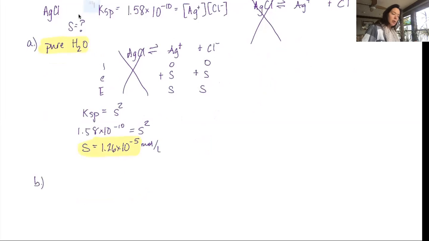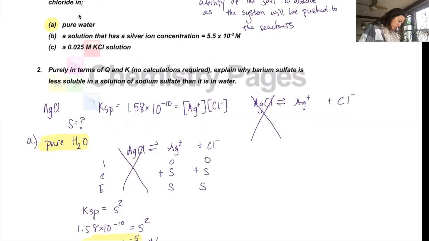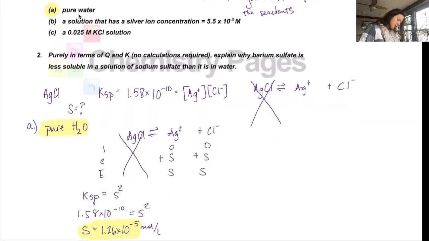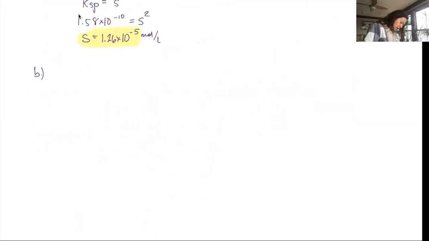Letter B, we're now going to dissolve this in what? I can't see my problem. A solution that has a silver ion concentration of 5.5 times 10 to the negative 3.